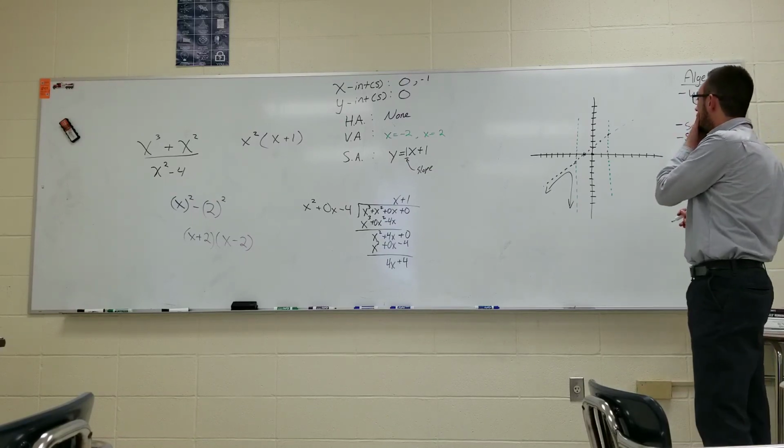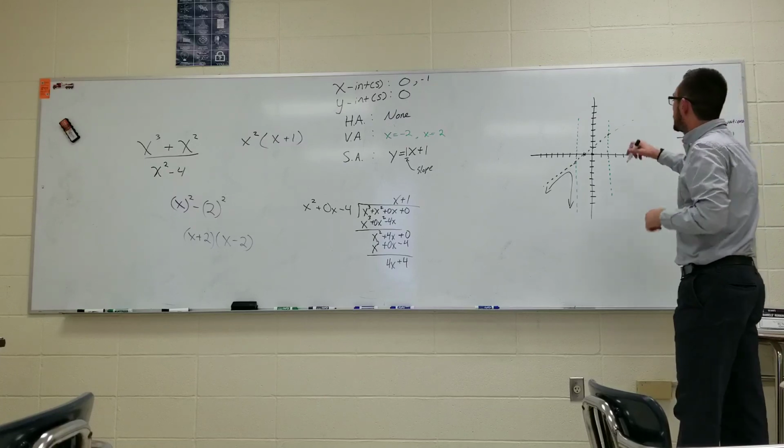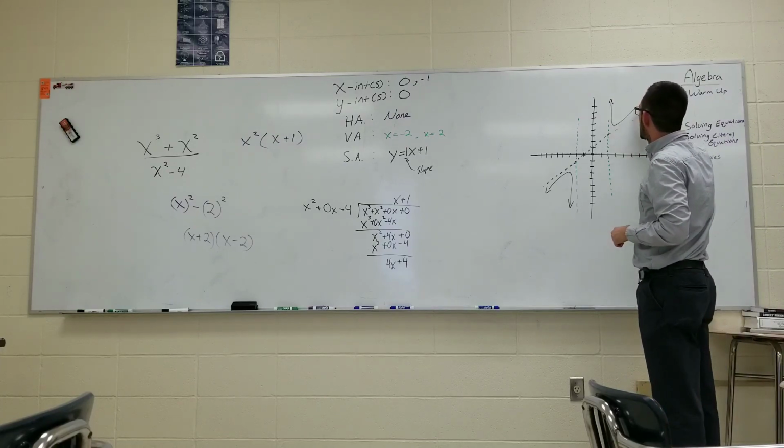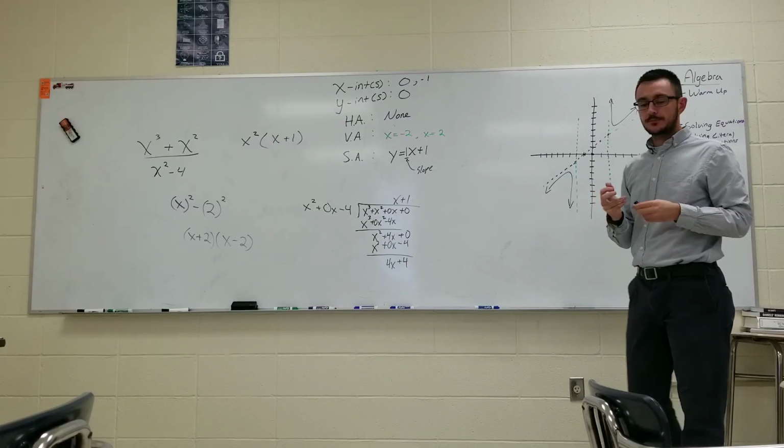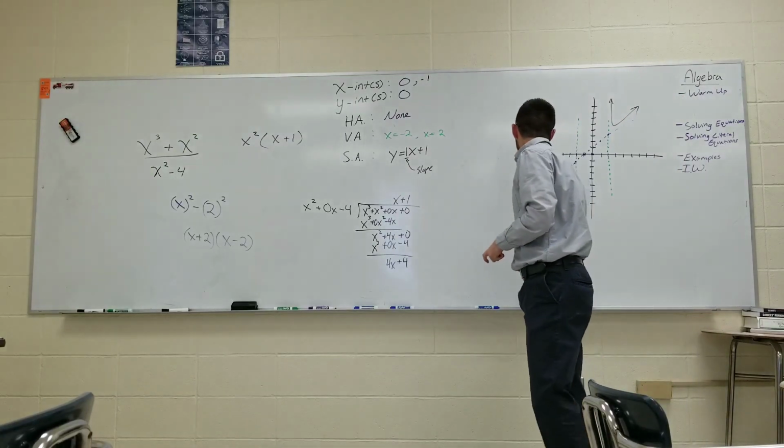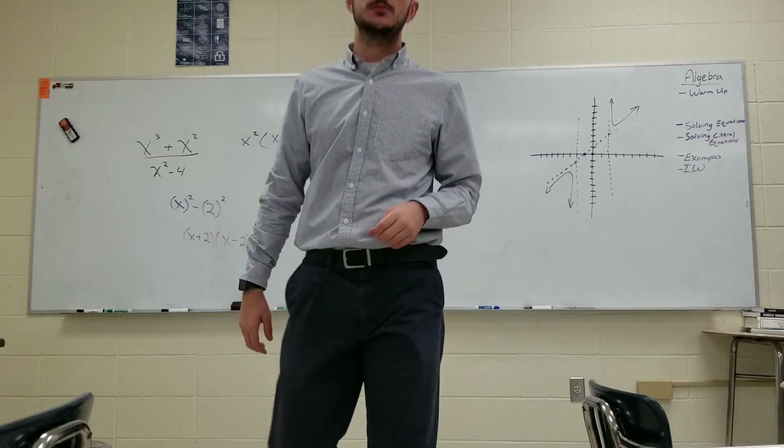So it looks like we're going to get something that's up here. So we'll have that kind of shape. And then we'll have to go back in and mess around with the middle. So that's it for slant asymptotes.